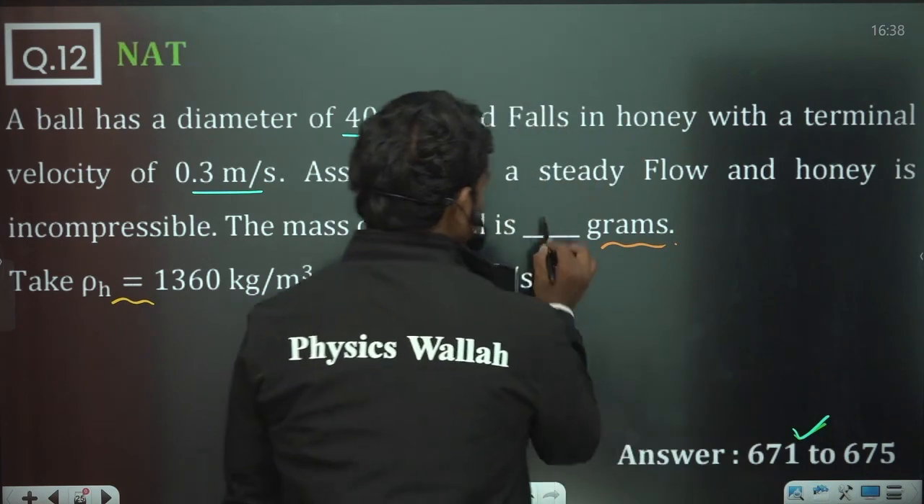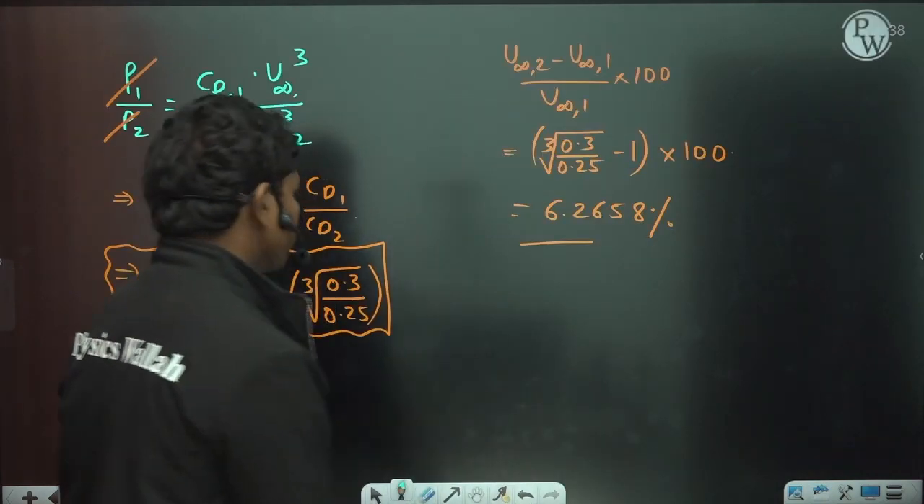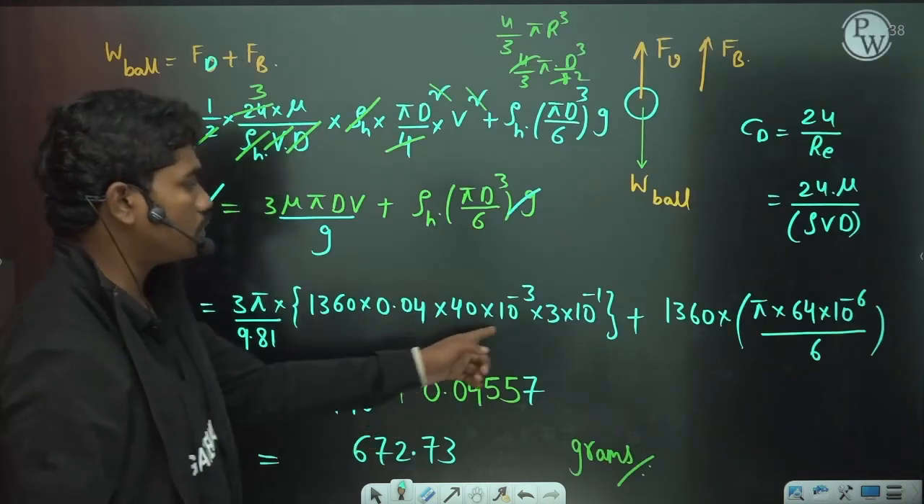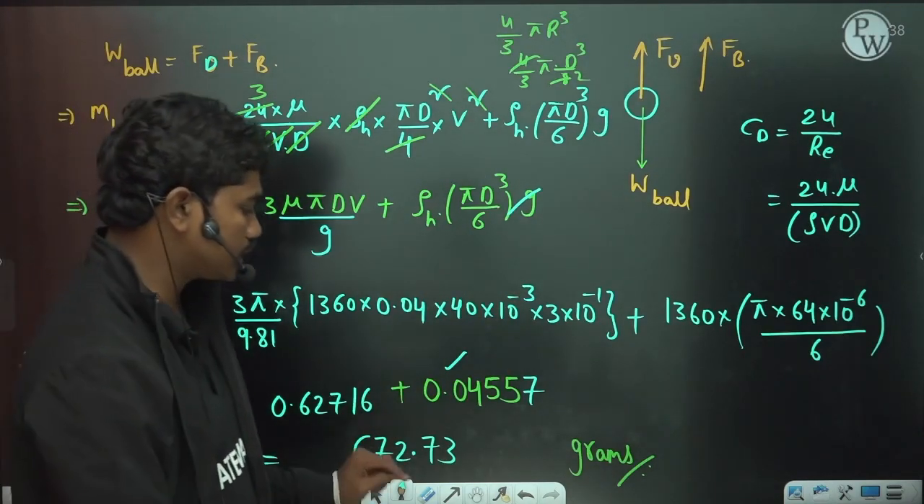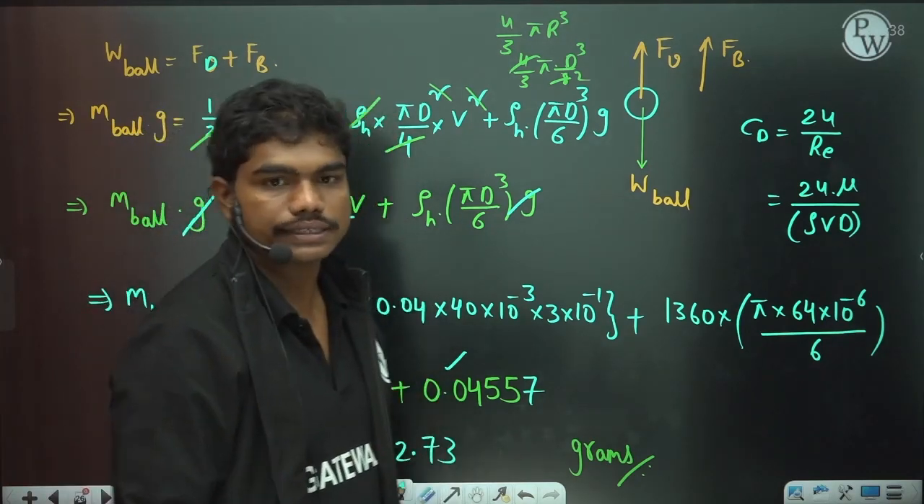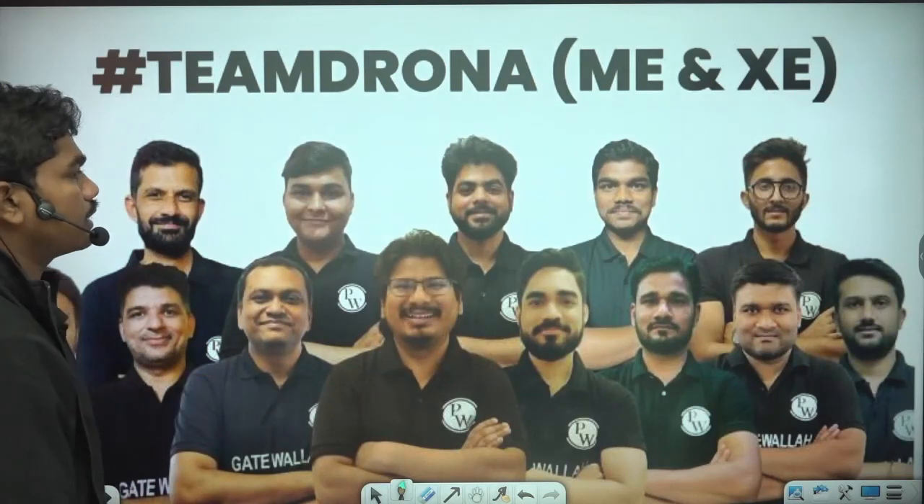Okay, so 672.73. The only thing that we have made some change is in this value, this 10 power minus 3 we have replaced as minus 6. So that's why answer got changed. Okay, so 672.73 grams is the correct mass of the ball that can actually flow. Okay, so let us go for the next. Okay, I think questions are finished.